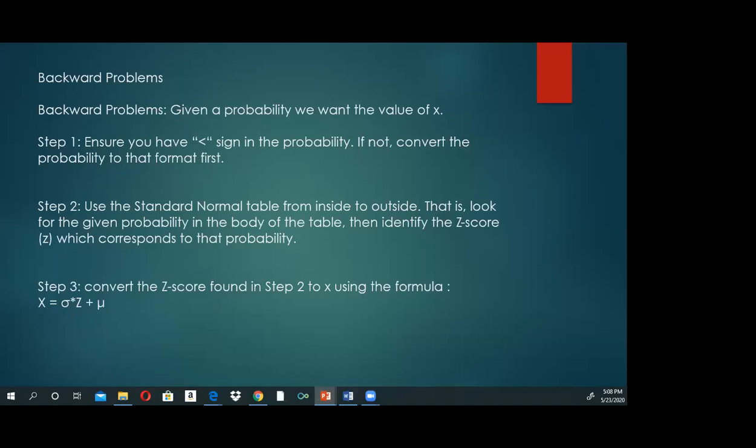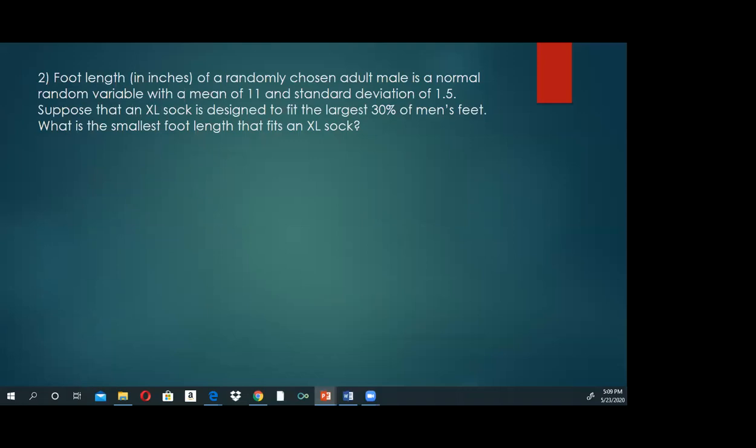Step 2: use the standard normal table from inside to outside, that is, look for the given probability in the body of the table, then identify the z-score which corresponds to that probability. And then step 3 is convert the z-score found in step 2 to x using the formula x is equal to the standard deviation times z plus the mean. So we're going to use a question for that.